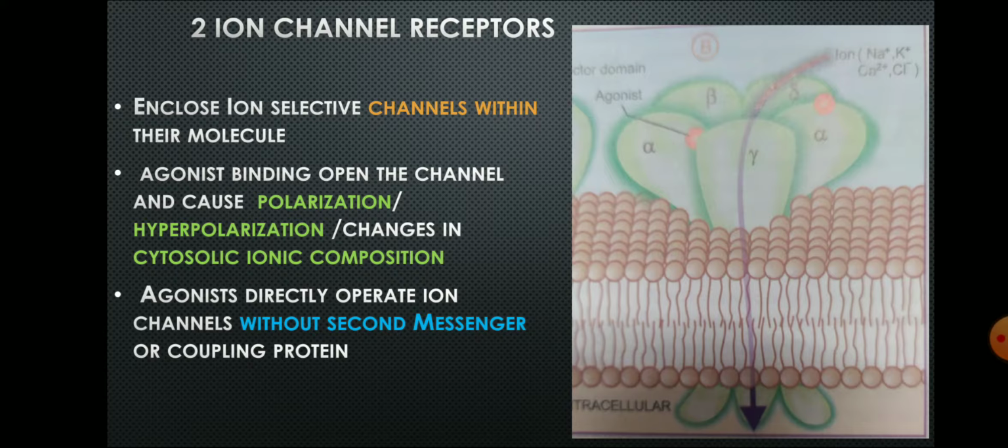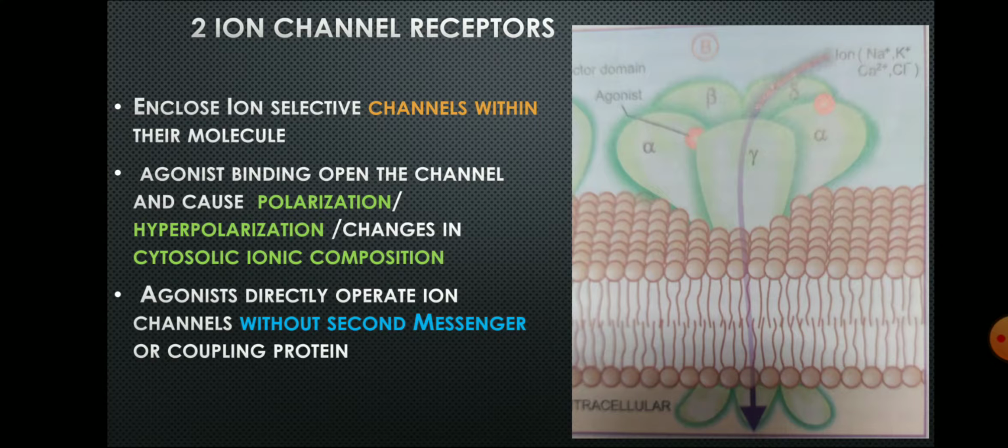Now, agonists directly operate ion channels without second messenger or coupling protein. Okay. What is interesting about this, which differs it from the G protein coupled receptor, is that there is no second messenger or coupling protein involved here.